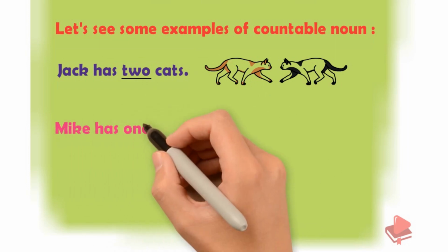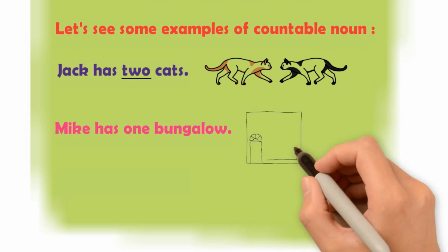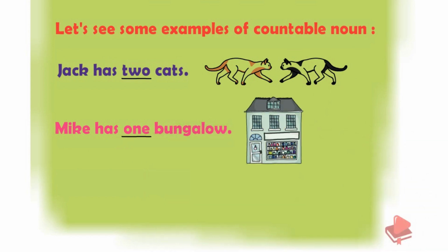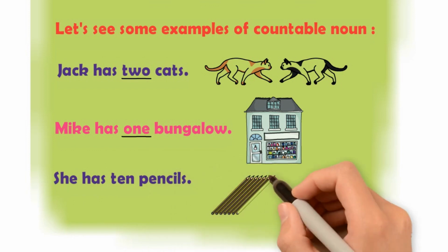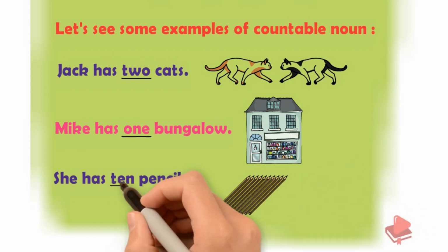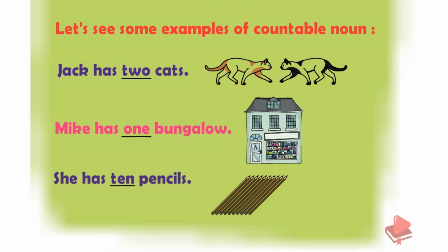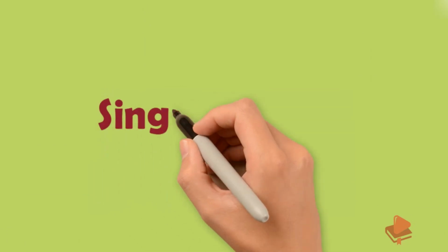Mike has 1 bungalow. So 1 comes under countable noun. She has 10 pencils. So how many pencils does she have? She has 10 pencils. You can count it. So 10 is a countable noun. Let's see the singular and the plural form.